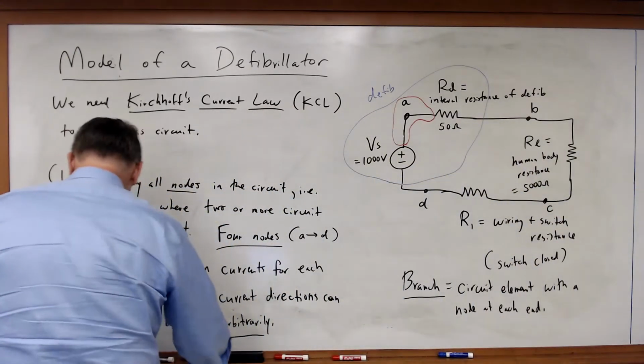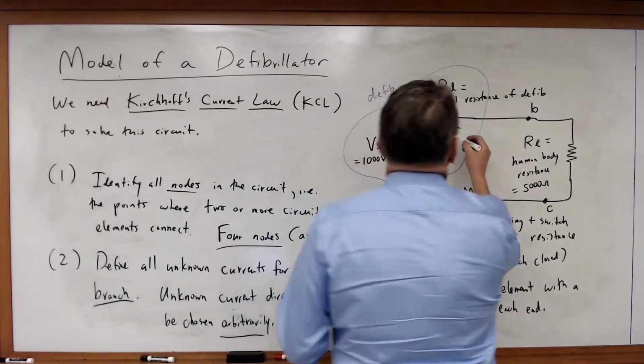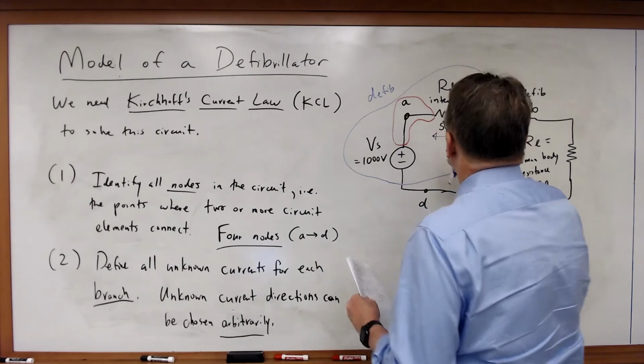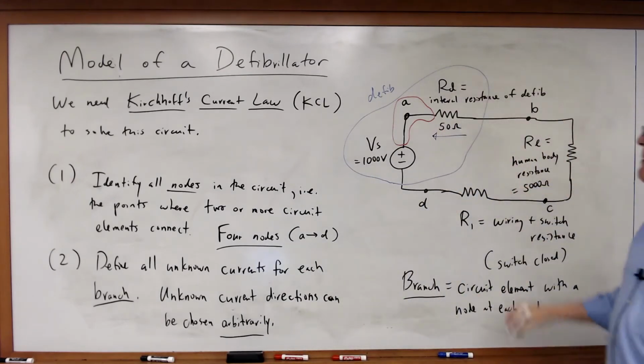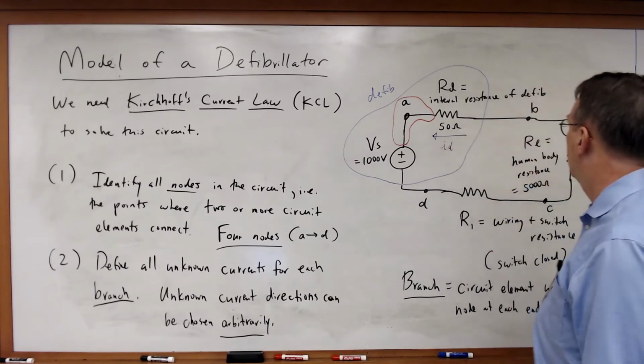So in this case, I'm going to pick a current flowing through that 50 ohm resistor from right to left. I'm going to call that I sub D.